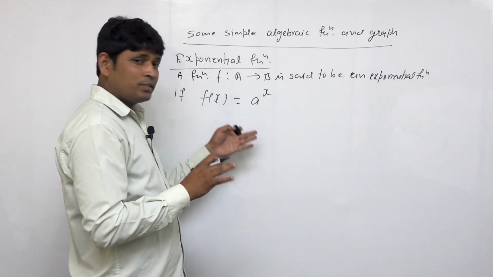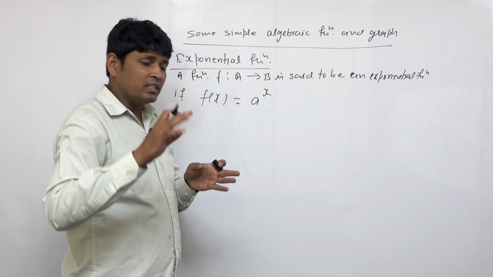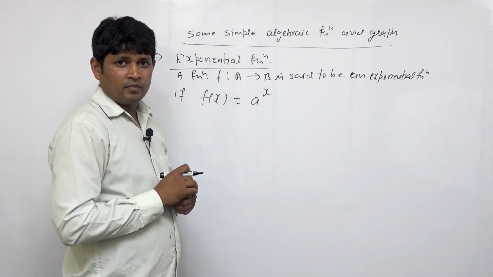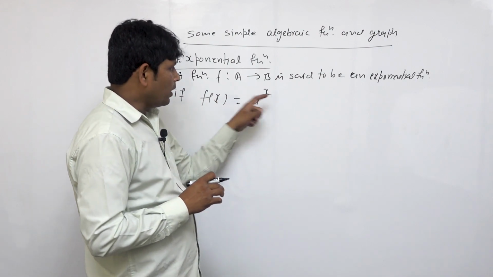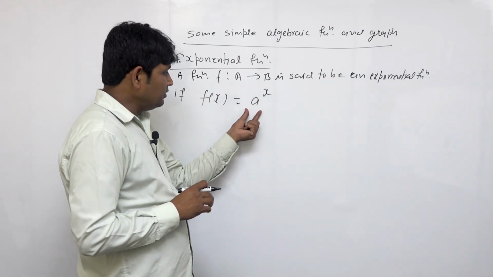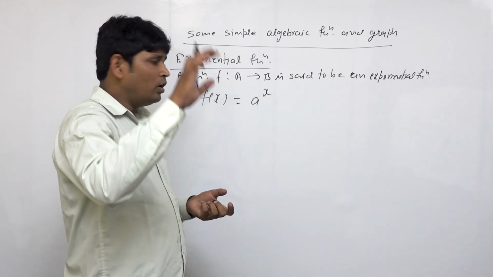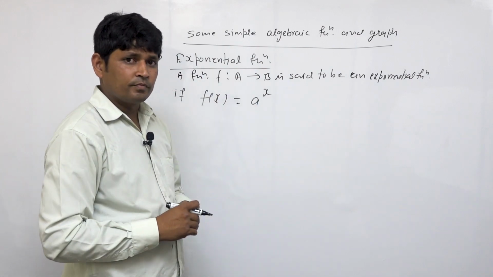Depreciation is called exponential decay, and if it increases, that is called exponential growth. So this is called an exponential function, f(x) = a^x. What is the nature of that graph, and in what condition will it grow, and in what condition will it decay? Decay means that it will fall down.